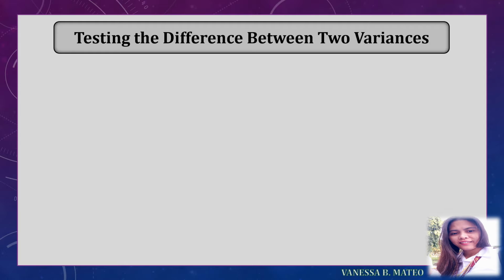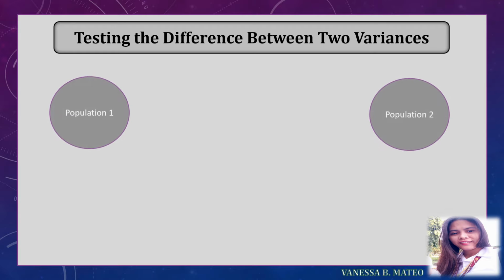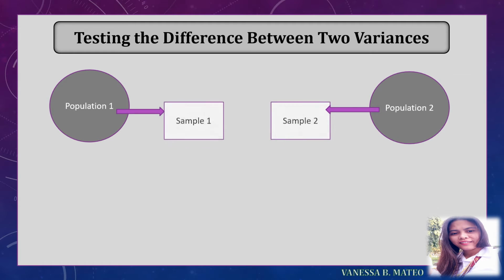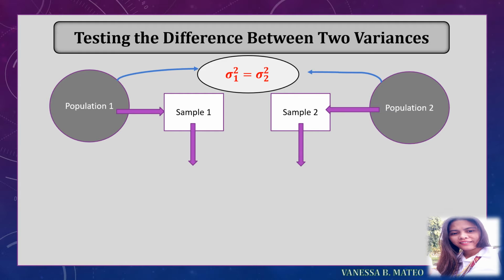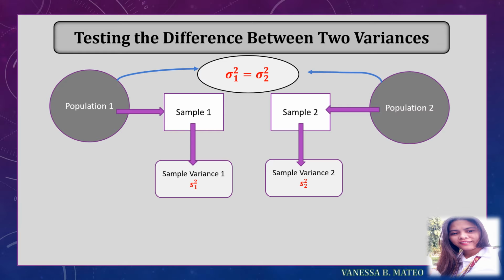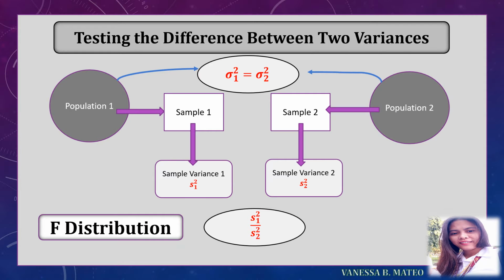If two independent samples are selected from two normally distributed populations in which the variances are equal, and if the sample variances are compared as sample variance 1 over sample variance 2, then the sampling distribution of the variances is called the F distribution.